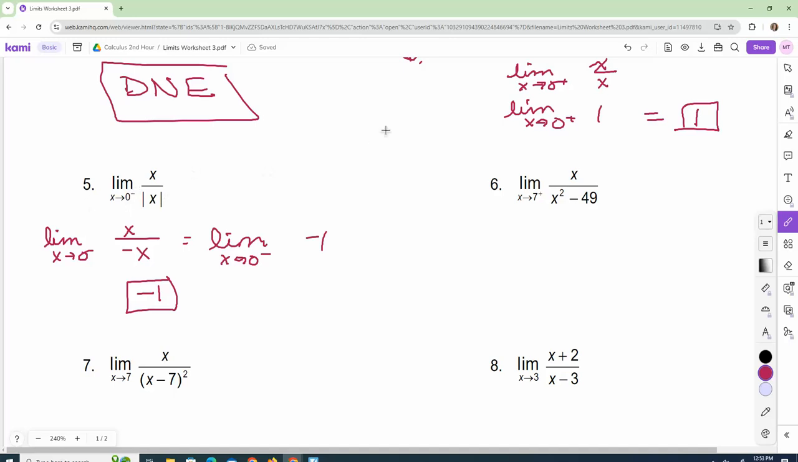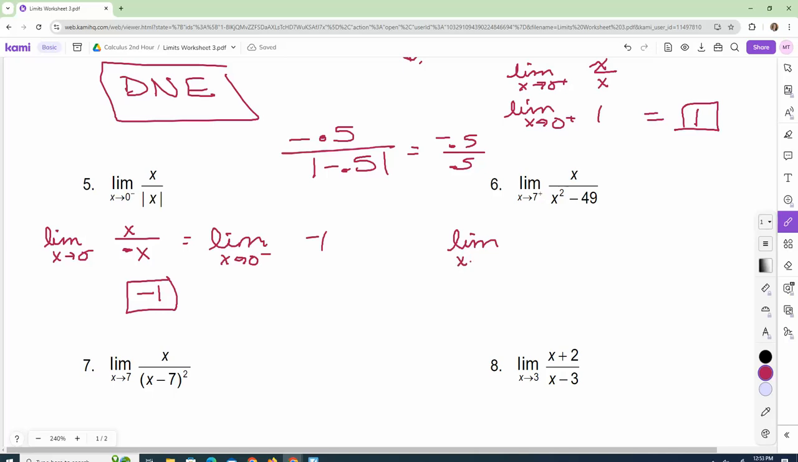Think about if you actually put in a number. We're approaching from the left, so it's a negative number, right? So if you put in negative 0.5 divided by the absolute value of negative 0.5, you get negative 0.5 over positive 0.5, which is negative 1. Keep in mind, I say negative, but it really just means the opposite. The opposite of a negative number is a positive number. So you're just doing the absolute value. She's just trying to trick you. You're just getting rid of the bar.